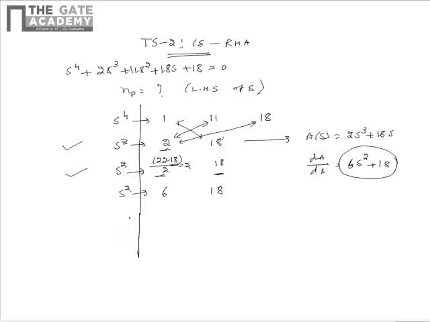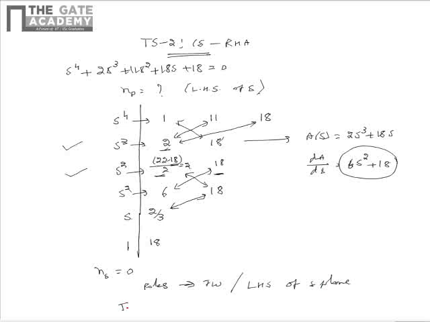So from this we see that now the entries corresponding to the row s can be obtained as shown, that is 6 into 18 minus 2 into 18 divided by 6, that becomes 2 by 3, and the entry corresponding to 1 can be obtained as 2 by 3 multiplied by 18 divided by 2 by 3, hence 18. So from this we see that the number of sign changes is equal to 0, hence all the poles are on j omega axis or on LHS of S plane.